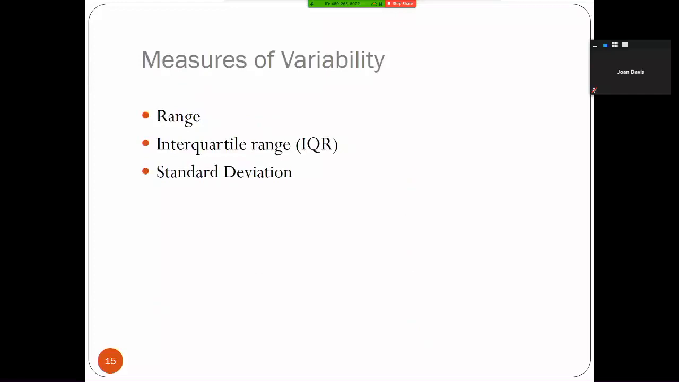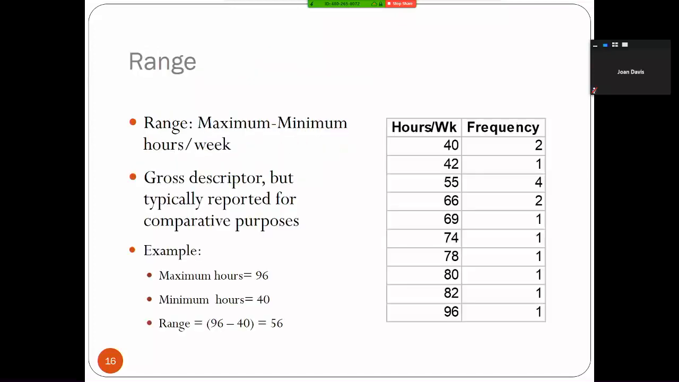Measures of variability: range, interquartile range, and standard deviation are the most commonly reported indices of variability. Do you know what an interquartile range is? Is that common knowledge? So you know what a range is. It's simply the maximum minus the minimum, which is useful to describe your data set.